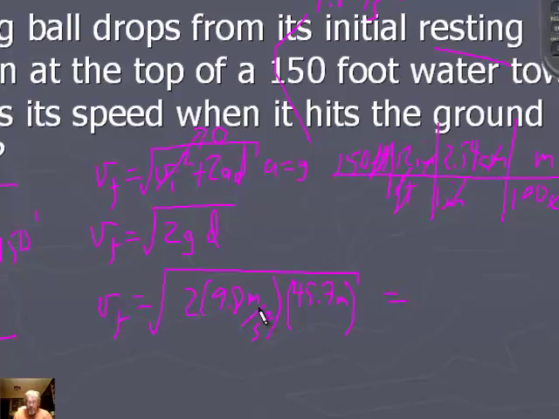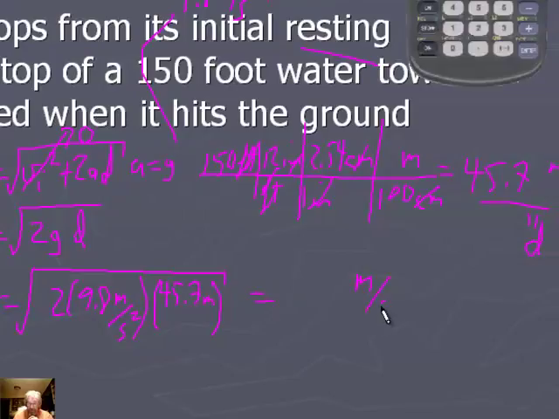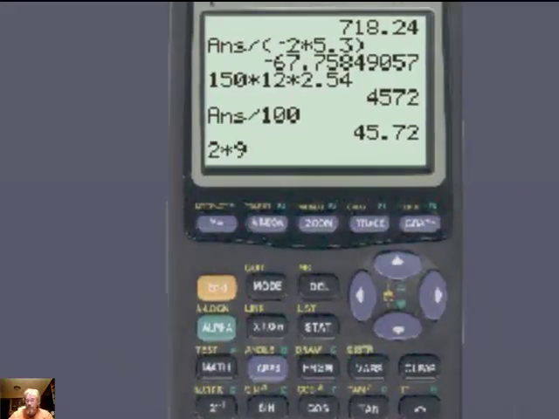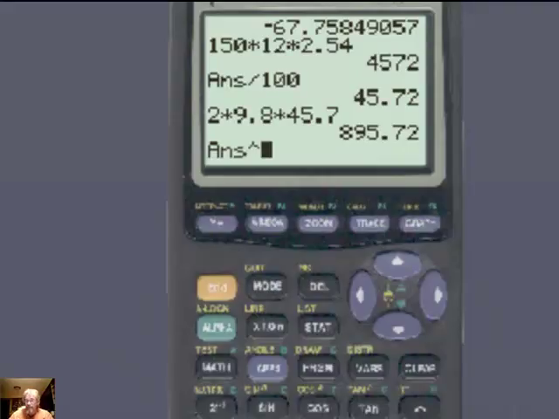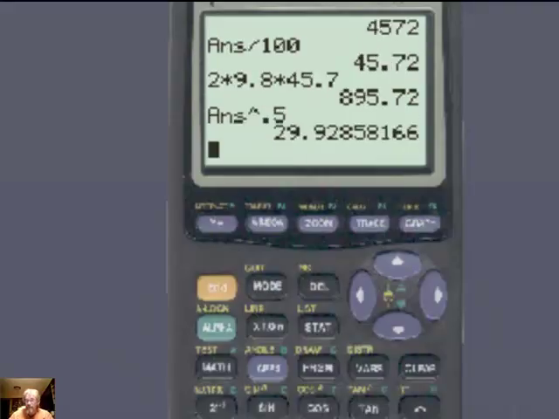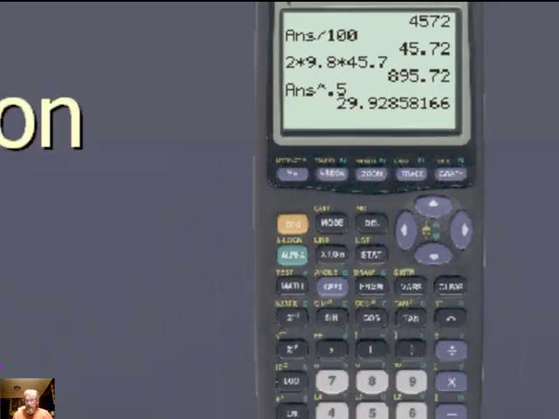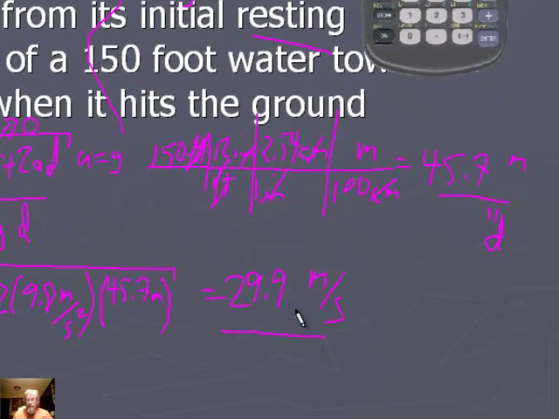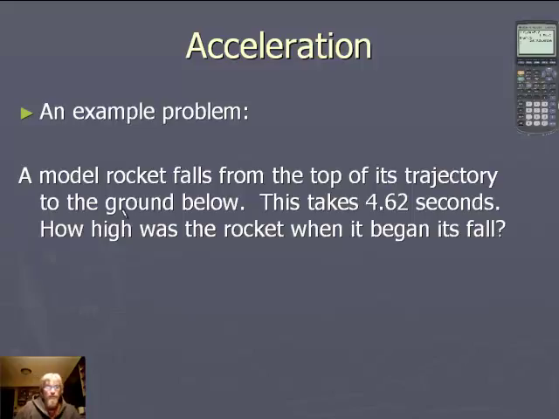Let's look at the units. Meters times meters is meters squared. Meters squared divided by seconds squared, when I take the square root of it, will just be meters per second. And that's a velocity term. So now I just do a little arithmetic. 2 times 9.8 times 45.7, and then I take the square root of it. So that tells me when it hits the ground after this fall, it's going to be doing 29.9, about 30 meters per second.